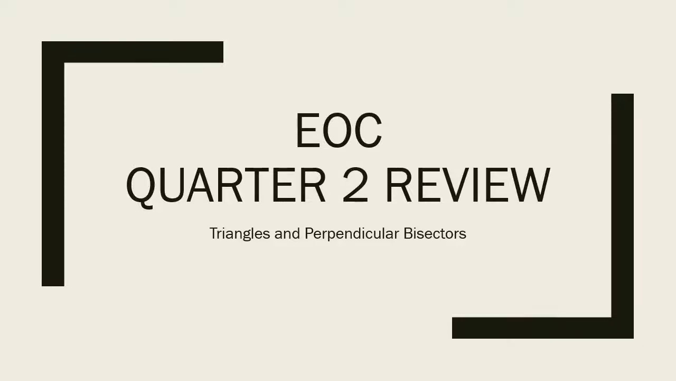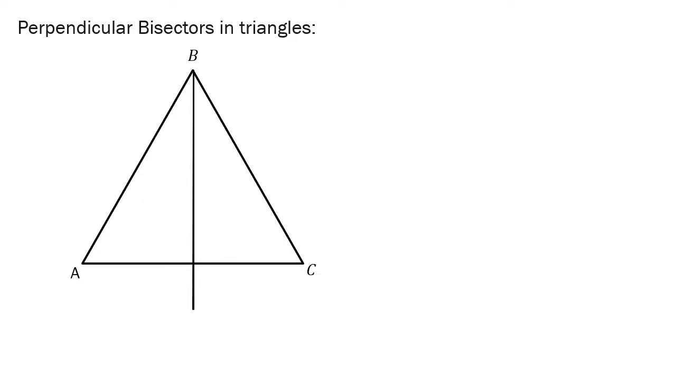Alright, so this is a review of triangles and perpendicular bisectors. So perpendicular bisectors and triangles. You have a triangle ABC and a perpendicular bisector BD. Remember, the word perpendicular means 90 degrees. So since BD is a perpendicular bisector, it's going to create a 90-degree angle. And it bisects. Once again, bisects means cut in half.